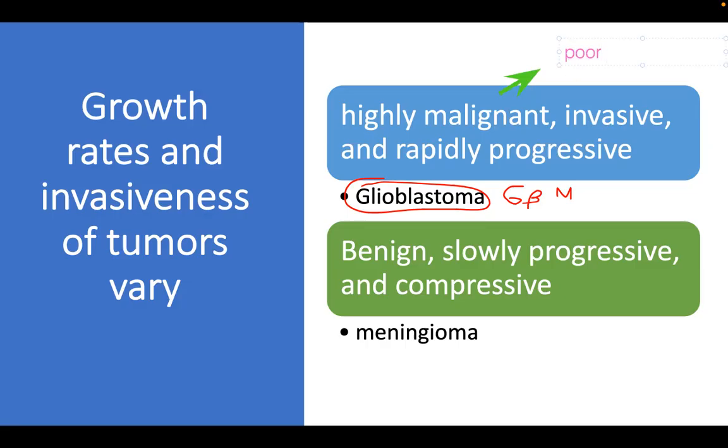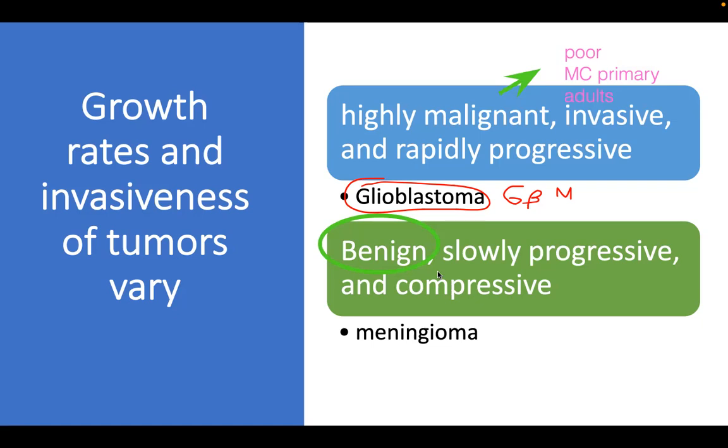What is very challenging for us neurologists and neurosurgeons is that GBM is actually the most common primary brain tumor in adults. It is the most common, and it has a poor prognosis. So it's not good. This is the opposite of the meningioma, which is considered to be the most common benign primary brain tumor in adults.